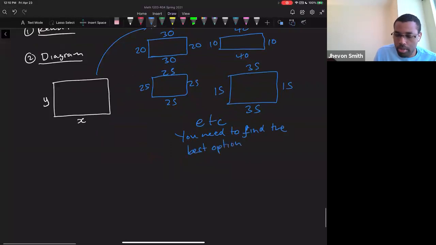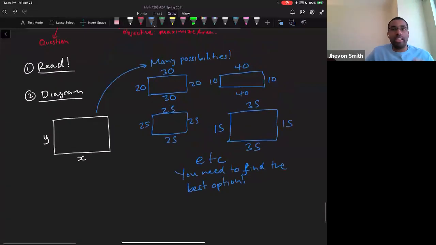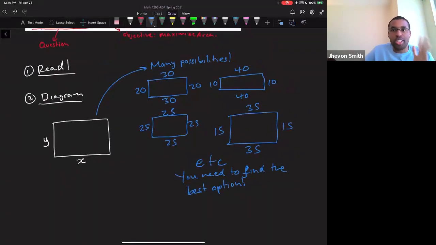Right? That's what the optimization is, right? How can you make this as good as it can be? What is the best rectangle, right? That's what you essentially want to find out. So you draw a generic rectangle where you don't know the dimensions.